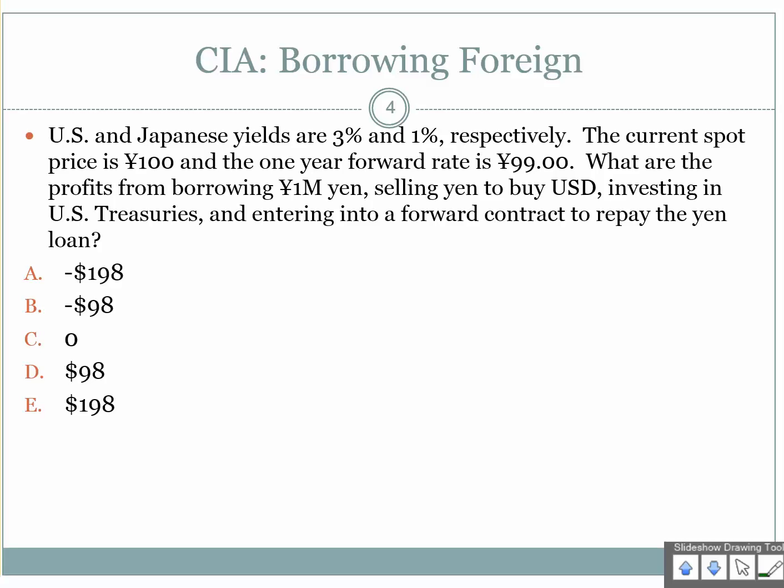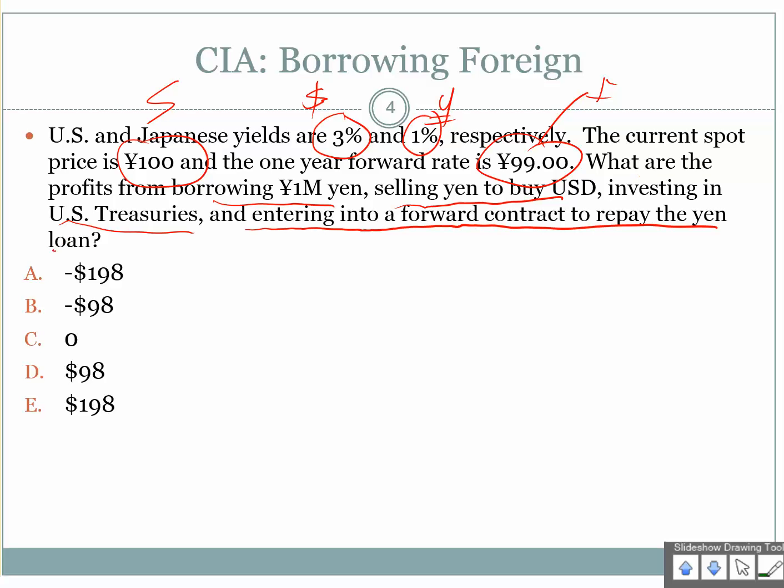So here's the example we did from carry trades. This is one where we're borrowing in foreign currency. US interest rates are 3%. Yen interest rates are 1%. The spot price of the yen is 100. The forward price is 99. We're looking at a covered interest arbitrage profit strategy from borrowing 1 million yen, selling yen to buy dollars, investing in US Treasuries. And then here's the key point that differentiates it from a carry trade. You enter into a forward contract to pay off the yen loan.